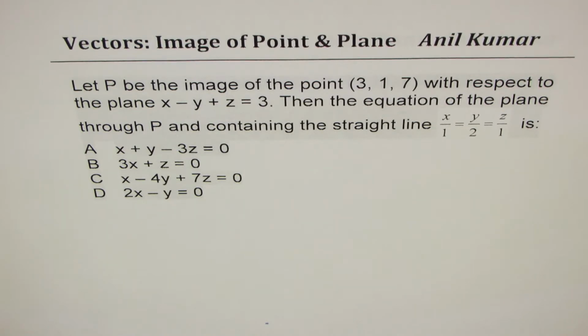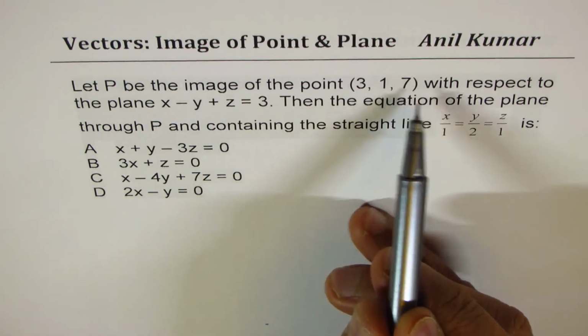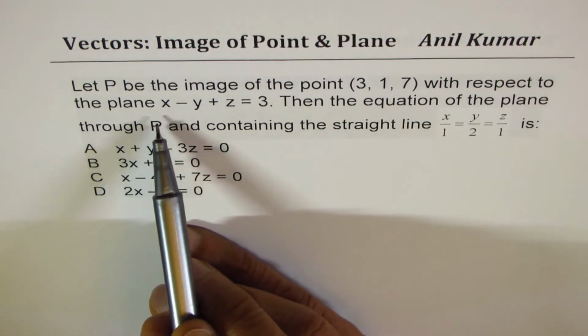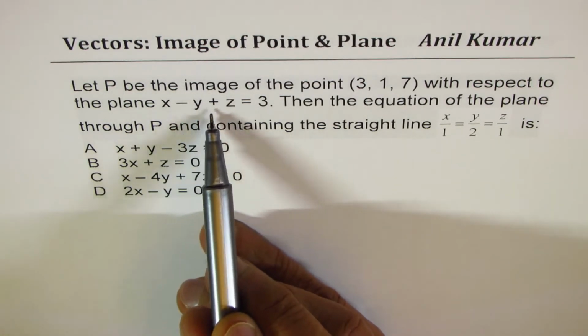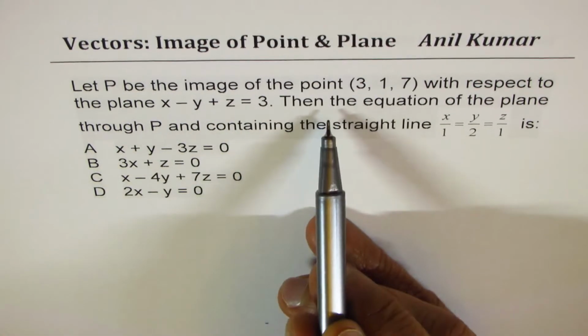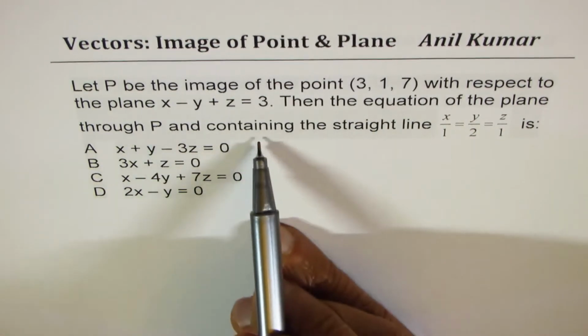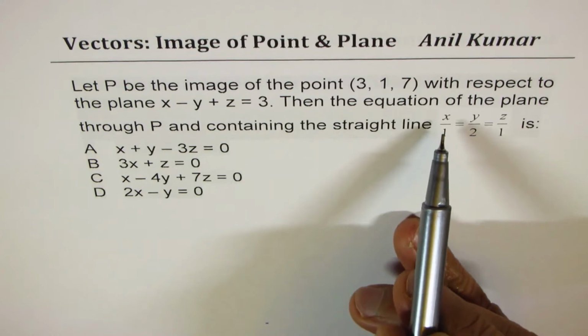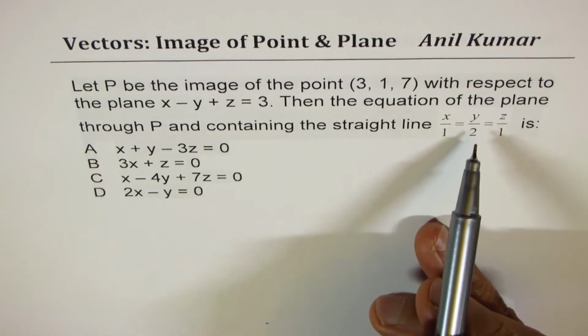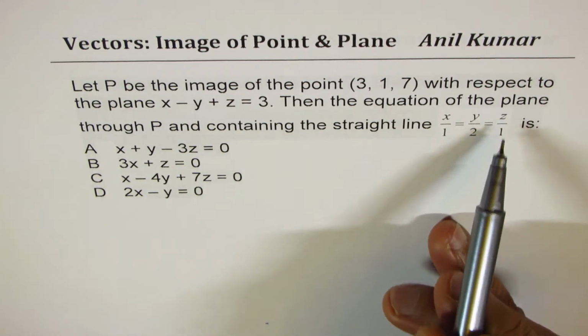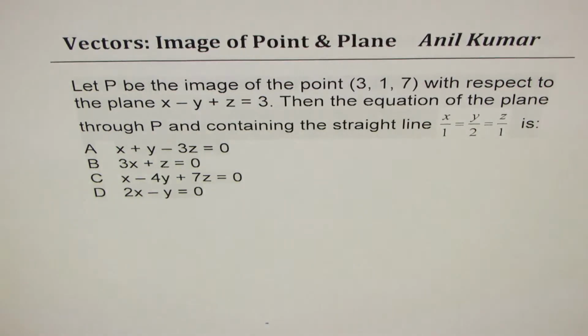The question here is: let P be the image of the point (3, 1, 7) with respect to the plane x minus y plus z equals 3. Then the equation of the plane through P and containing the straight line x over 1 equals y over 2 equals z over 1 is one of these four. You can always pause the video, answer the question, and then look into my suggestions.